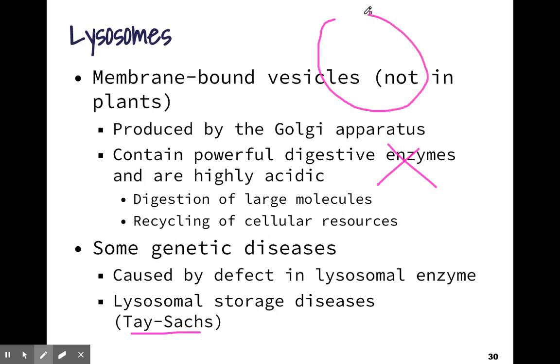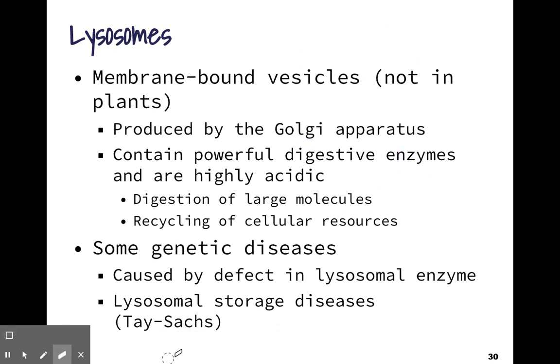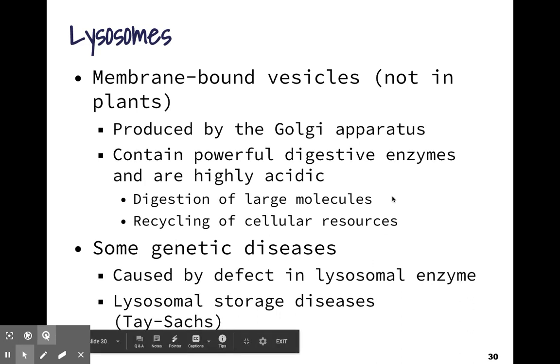And as it starts to accumulate, it gets bigger and bigger and bigger. As these cells accumulate with waste, right, they start to take over the brain. Then the brain stops functioning, and over time, the child dies. So Tay-Sachs is a very fatal disorder. If you have it, there is no survival.